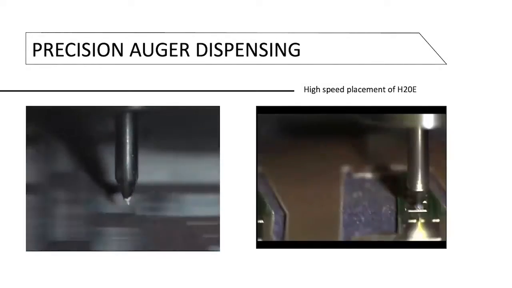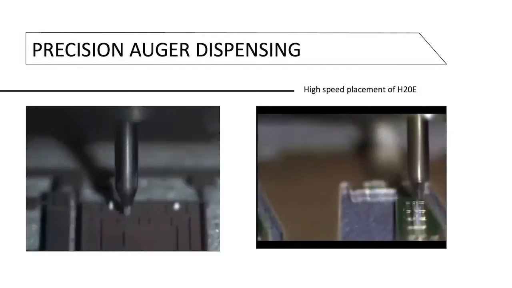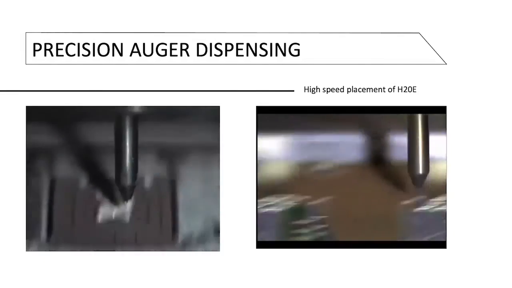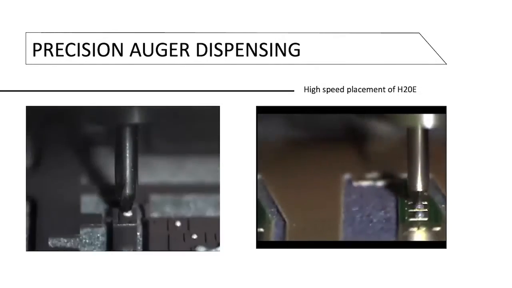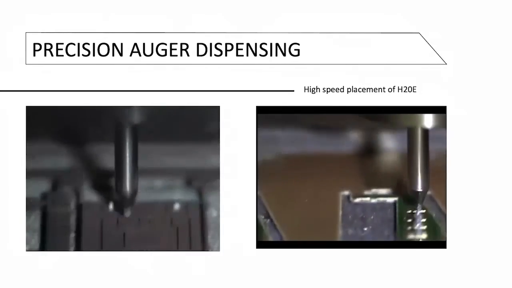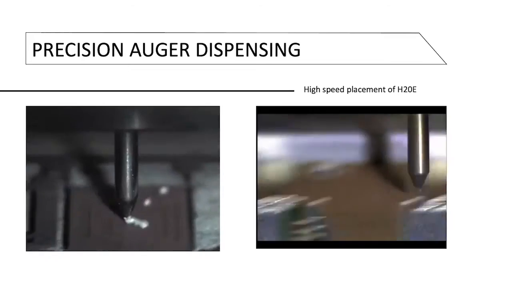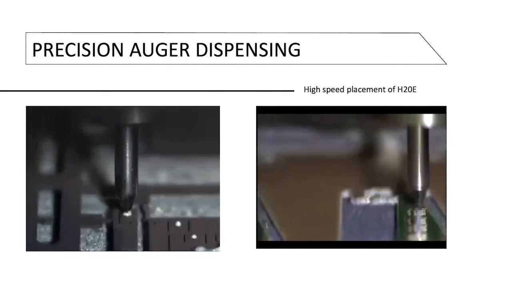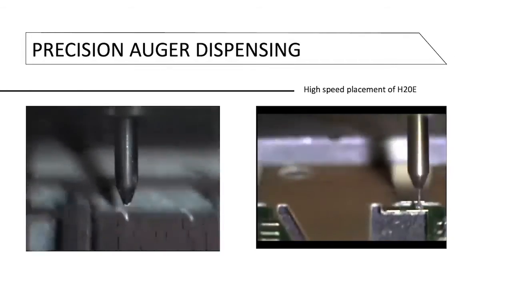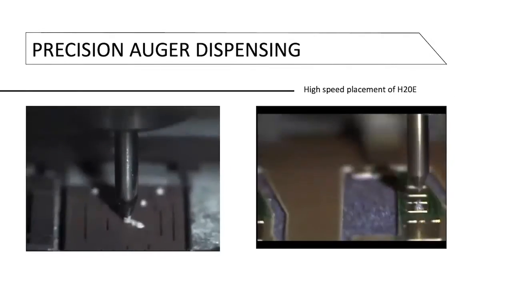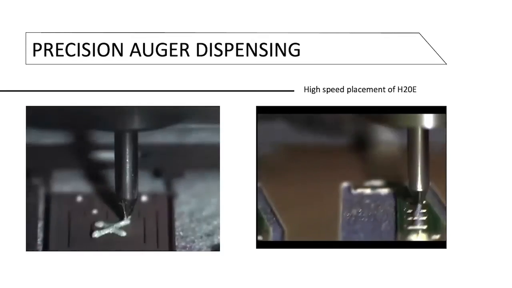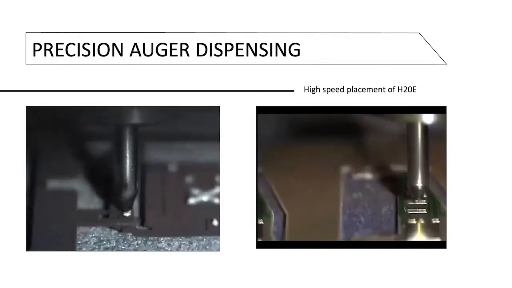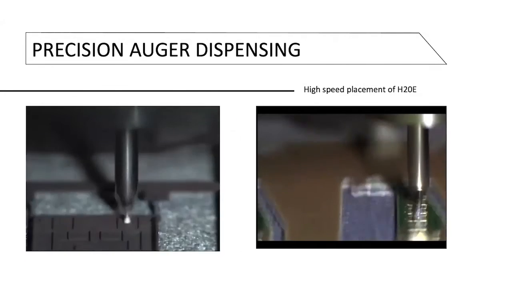Now that we've covered some of the inner workings of a volumetric dispenser, here are a pair of examples of it being utilized. Here you can see two high-speed placements of EPO-TEK H20E, our flagship silver-filled adhesive. You can see a variety of dot sizes, lines, and the speed at which precision auger dispensing can be utilized.